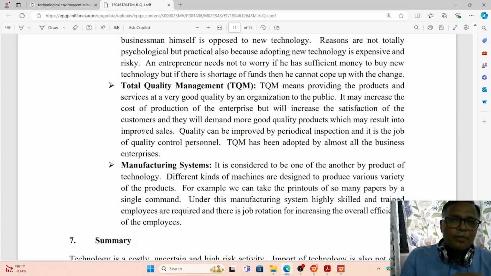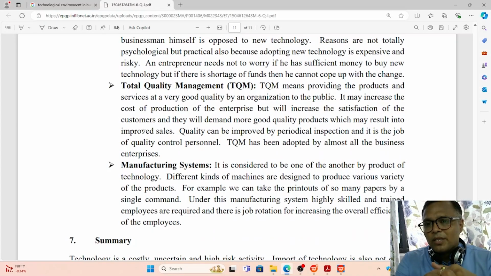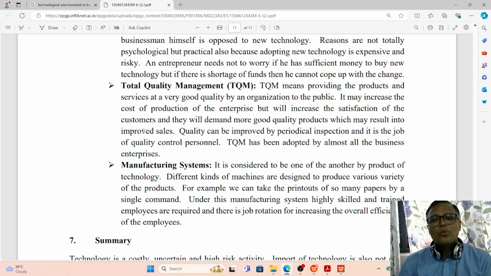Further is the TQM. TQM represents total quality management, which means providing the products and services of very good quality by the organization to the public. It may increase the cost of production of the enterprise, but it will further increase the satisfaction of the customers, and also they will demand more good quality products, which may result in improved sales. Thus, the quality can be improved by periodical inspections, and it is the job of the quality control person. TQM may be adopted by almost all the business enterprises.